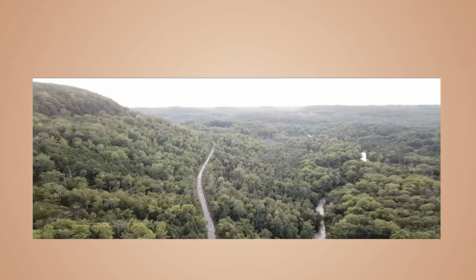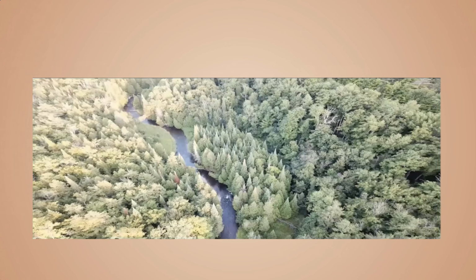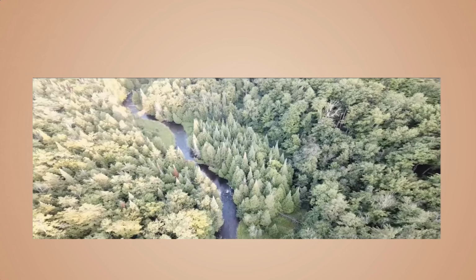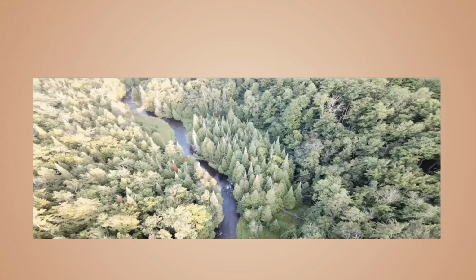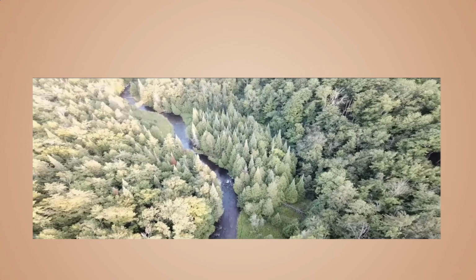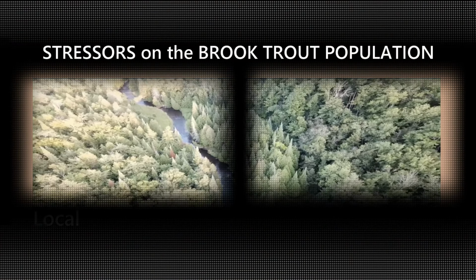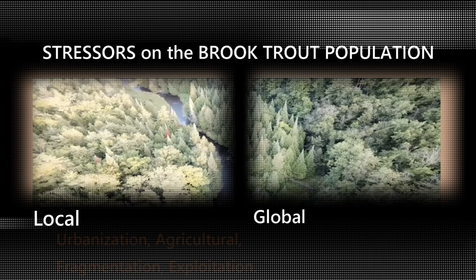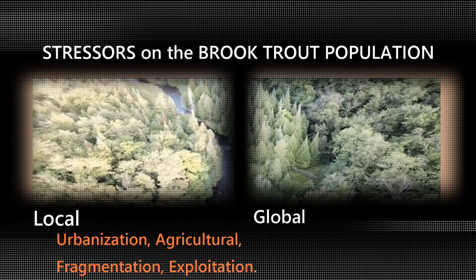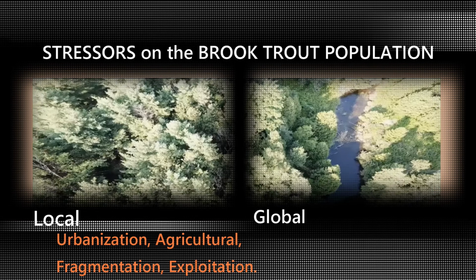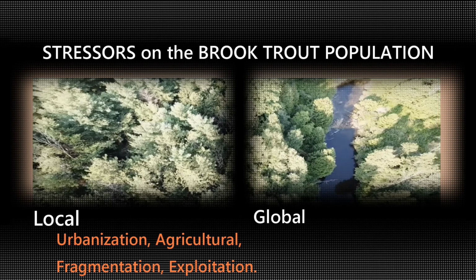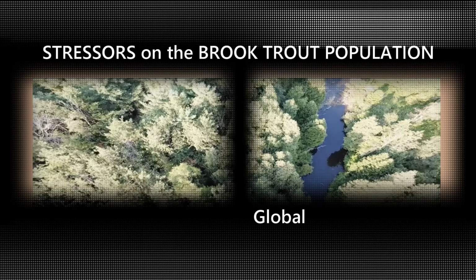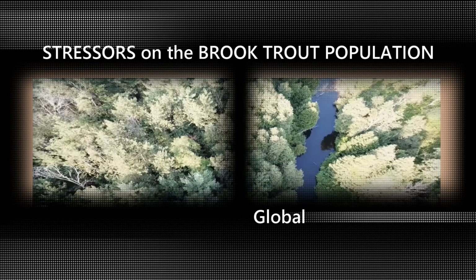So a big reason why we're doing this sort of research is because of emergent and intensifying anthropogenic stressors, both at a local scale and at a global scale. So locally, things like urbanization, agriculture, fragmentation, exploitation, these are impacts that impact all fish species, but they're particularly potent when it comes to brook trout and sensitive stream environments and cold water habitat like this.